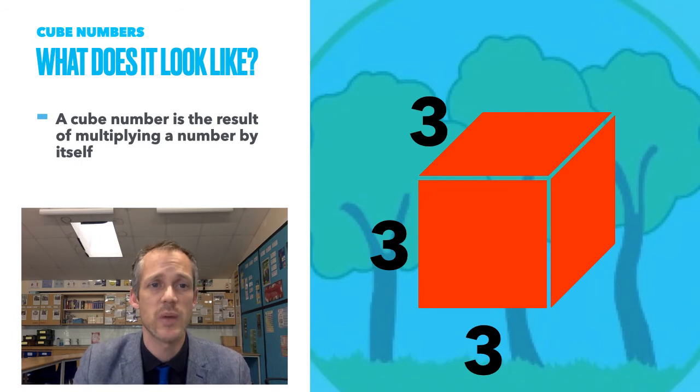And again, we get our cube numbers named because they are numbers linked to creating cubes. So we have the length times width times height.